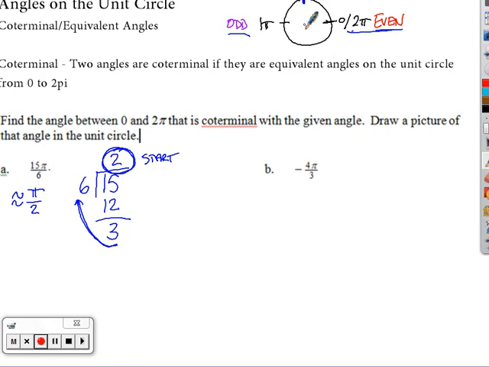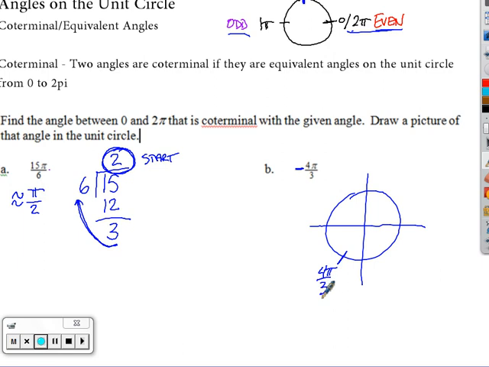Next, the other situation we could come across is a negative angle, so negative 4 pi over 3. This is a little bit easier, and what I will encourage you to do is find the positive angle first, because everybody can do that. That's recognition. So you look at your unit circle and determine where positive 4 pi over 3 is, right here.